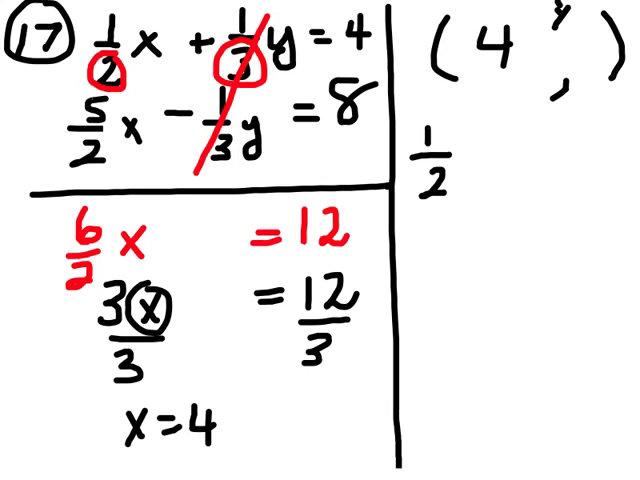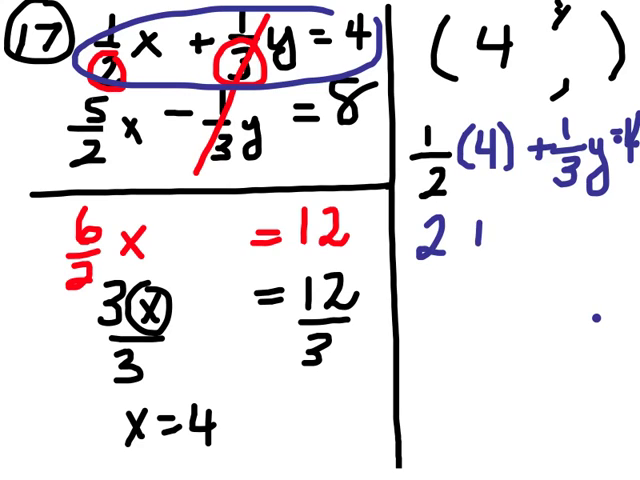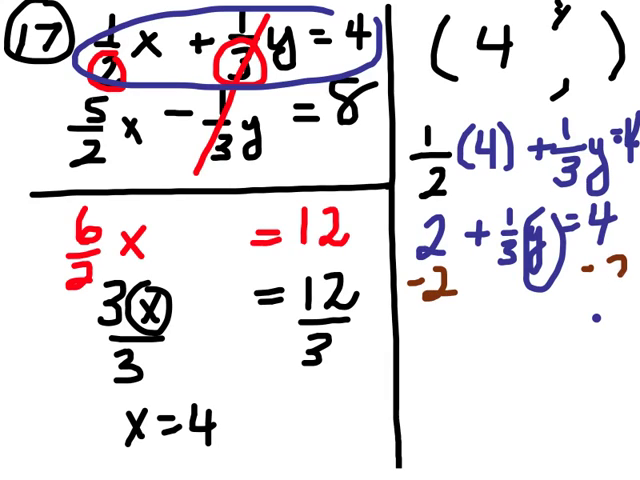I know that x, I'm going to use the first equation. I'll circle it so you see which one I'm using, this one. A half of x, well, x is 4, so we'll plug it in, plus 1/3 y is equal to 4. I'm just using that equation and plugging in x. A half of 4 is just 2. 2 plus 1/3 y is 4. I want to get y by itself. The first thing I need to do is add or subtract anything I can. So I'm going to subtract 2 from both sides.